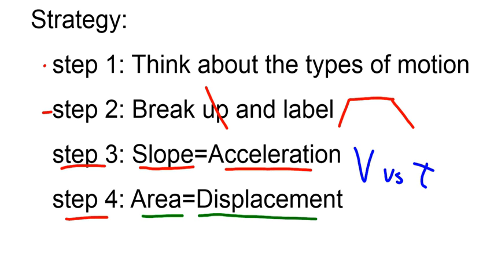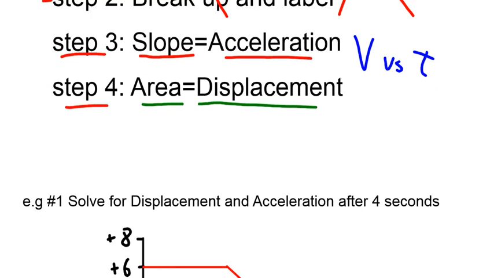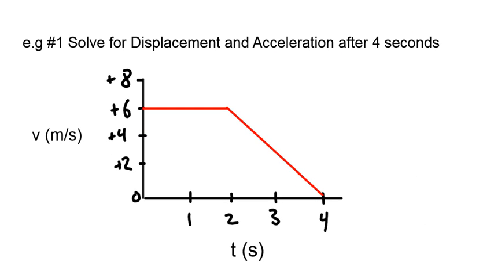So let's go ahead and apply this strategy to an example problem. Let's solve for the displacement and acceleration after 4 seconds for an object that has this type of motion on a velocity versus time graph. Because this is a velocity graph, if it's staying at 6 meters per second, that means it's staying at 6 constantly from 0 to 2 seconds. So this piece corresponds to constant velocity.